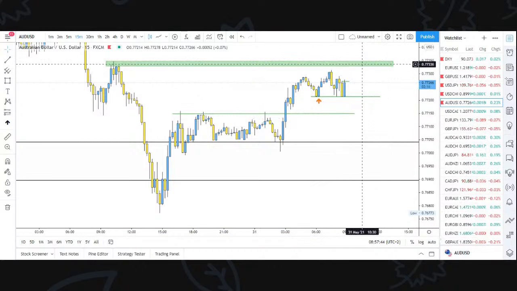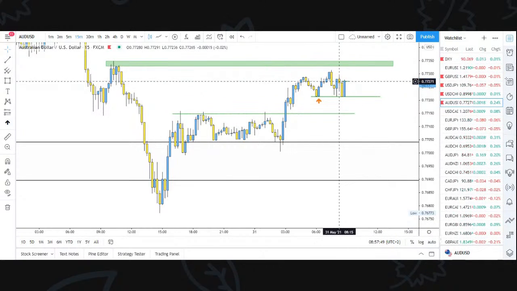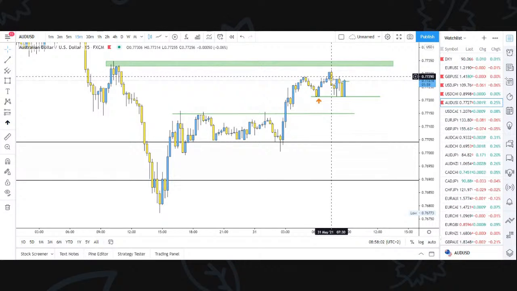So we sell bias until we break this. So what do you do if you get into a trade here? You need to be break even before you get there. And if you are not break even before you get there, what does that mean? You simply just don't take the trade. It's that simple.